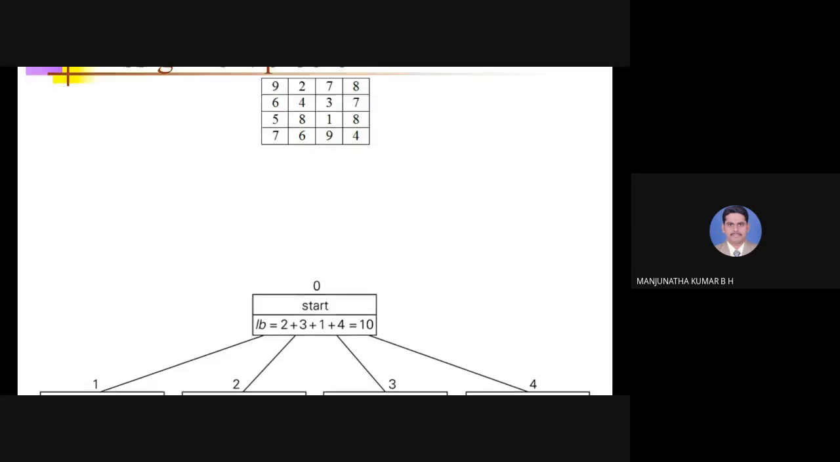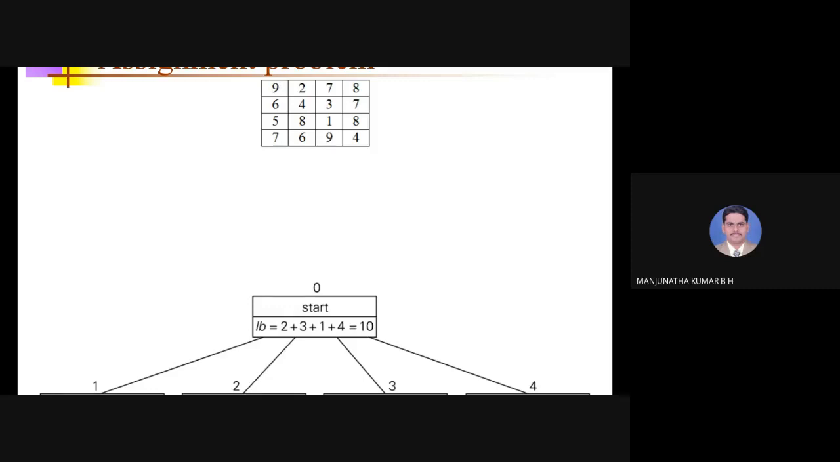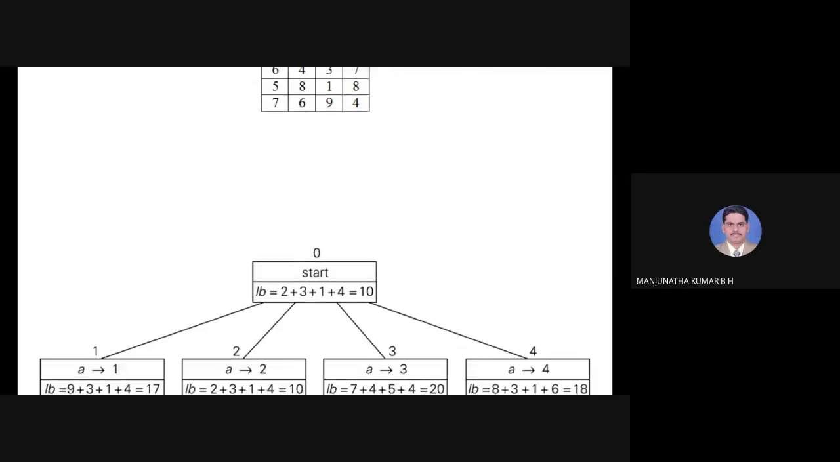I agree with that. But 4 is coming in the fourth column. No, fourth column is given for person A. So I should go for the next smallest number, that is 6. Yes, you can take 6 now. Now the lower bound becomes 18. It's a very important calculation.